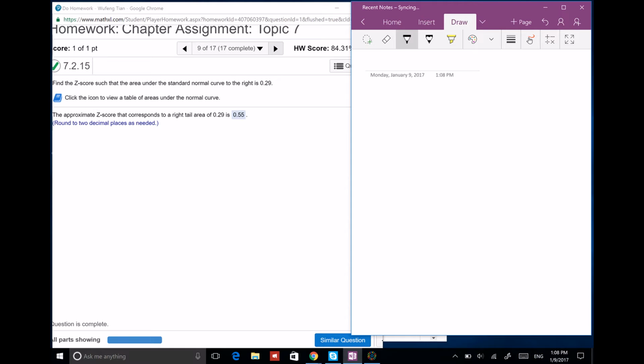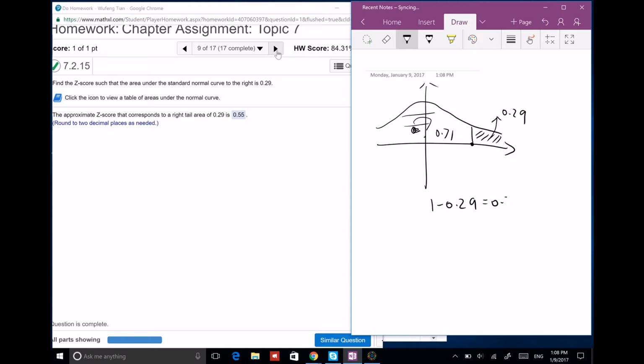Find the standard normal curve to the right is 0.29. So basically, this area is 0.29, and what is the area to the left? The area to the left is 0.71 because together they make 1, right? So it's 1 minus 0.29 equals 0.71.